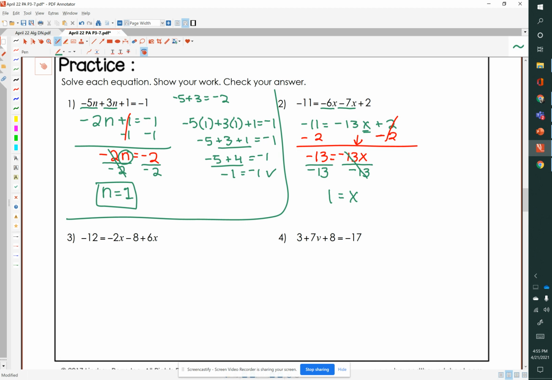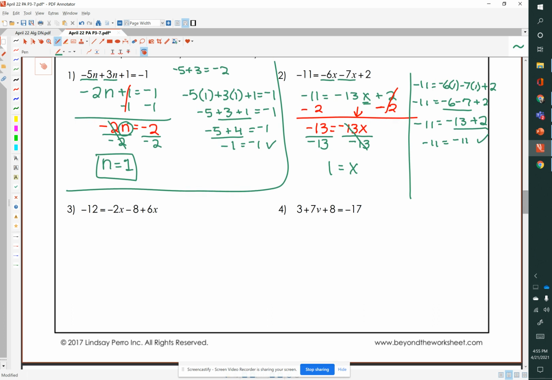And if we substitute x into the problem, negative 11 equals negative 6 times 1 minus 7 times 1 plus 2. Let's keep evaluating that. So negative 6 times 1 is negative 6 minus 7 plus 2. Negative 6 plus 7 equals negative 13. And then negative 13 plus 2 equals negative 11. And our answer checks. So let's look at number 3.